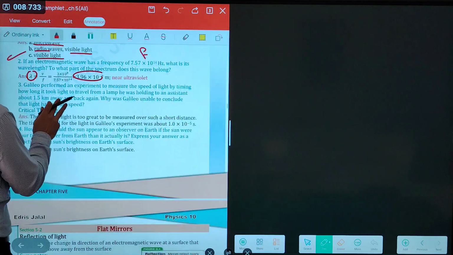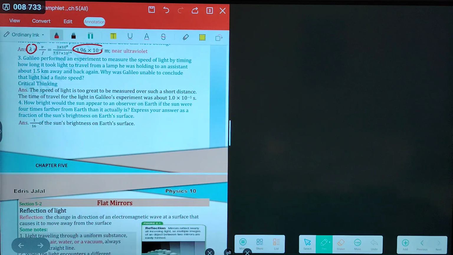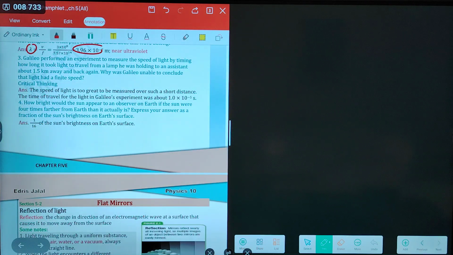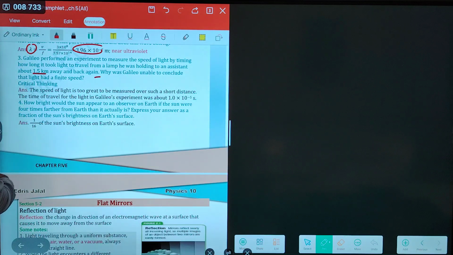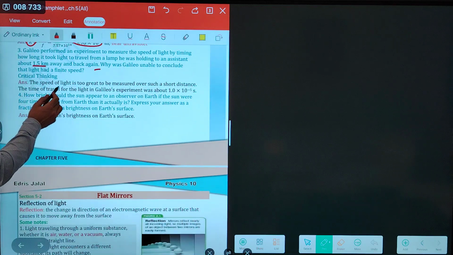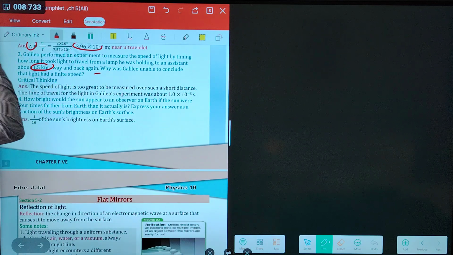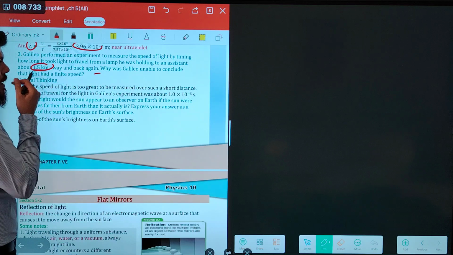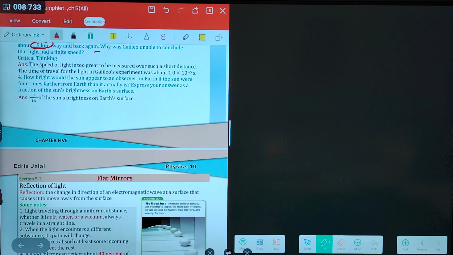It's very easy, okay? Question 3: Galileo performed an experiment to measure the speed of light by timing how long it took the light to travel from a lamp he was holding to an assistant about 1.5 kilometers away and back again. Why was Galileo unable to conclude that the light had a finite speed? Because the speed of the light is too great to be measured over such a short distance. It requires more distance to measure the speed of light. The time interval for the light in Galileo's experiment is about 1 times 10 to the power -5 seconds, so that's why he couldn't conclude at first.